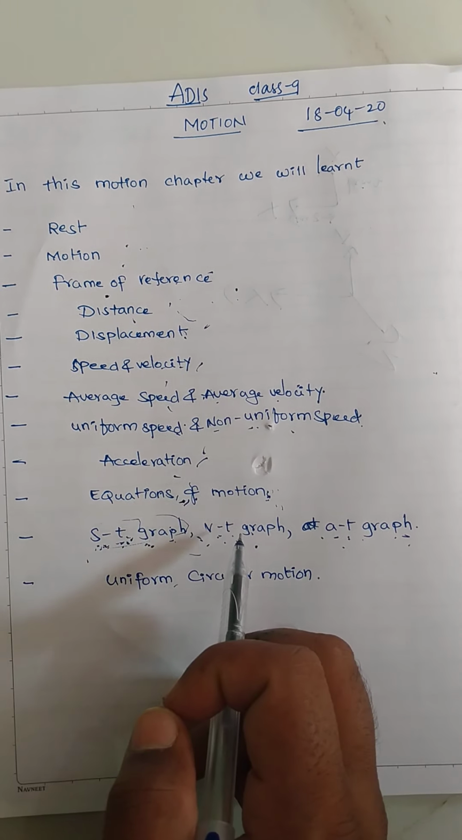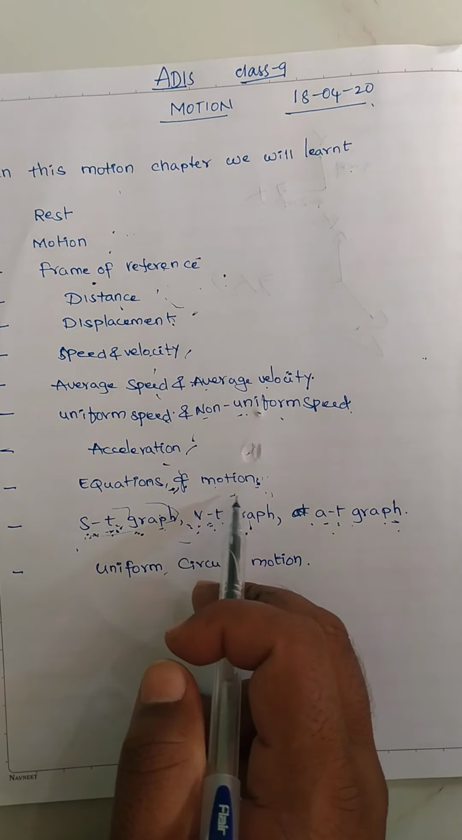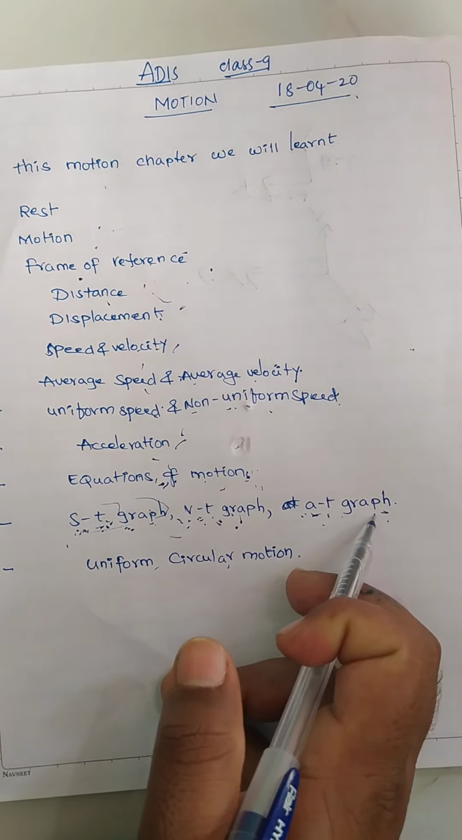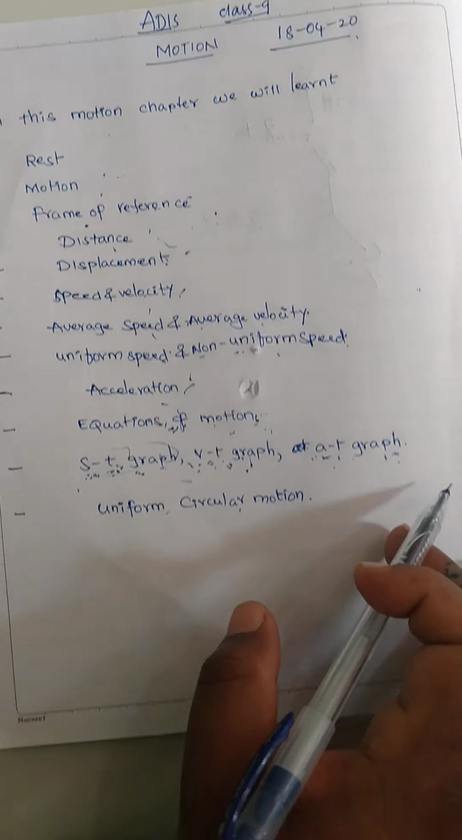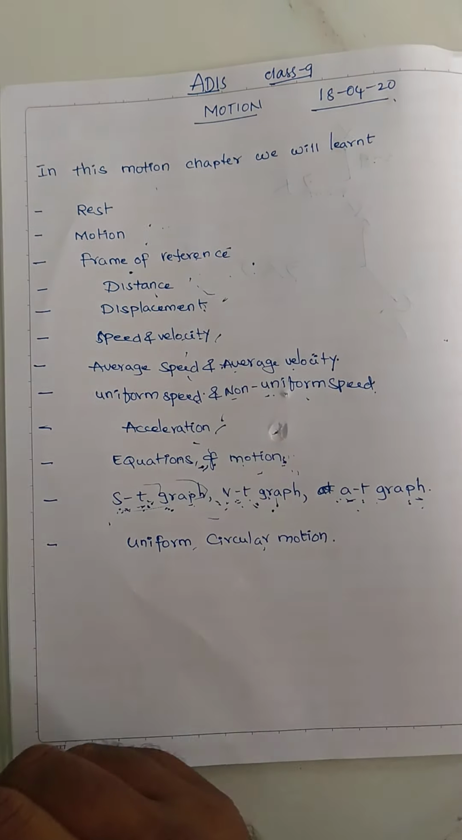And using these equations of motion, how we will draw this velocity time graph. And using these equations of motion, how we will draw this acceleration time graph. And lastly, uniform circular motion. These are the different concepts in the motion chapter.